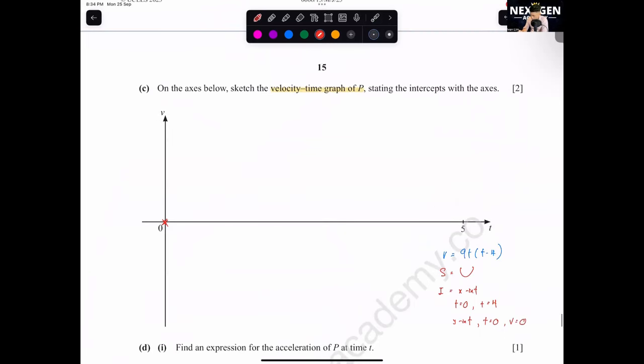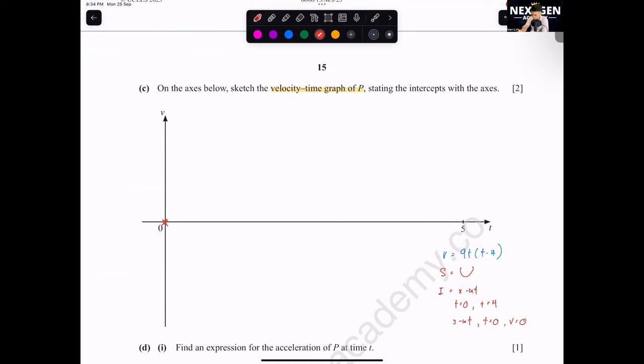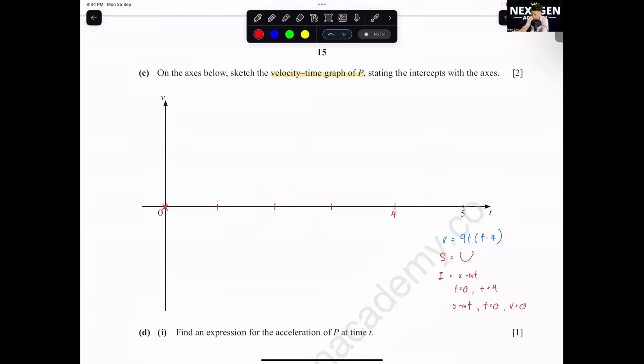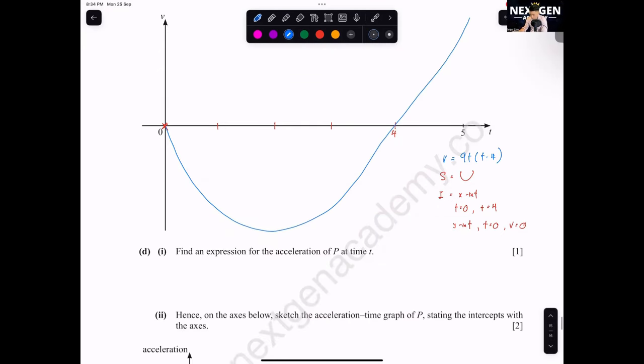Okay, so let's put the points. It'll be a happy face graph at t equals 0 and t equals 4. So here, 1, 2, 3, 4. One small thing, please label it. If you don't label it, no marks. Put a happy face graph. Boom, boom, boom, like this. Draw it smoother.